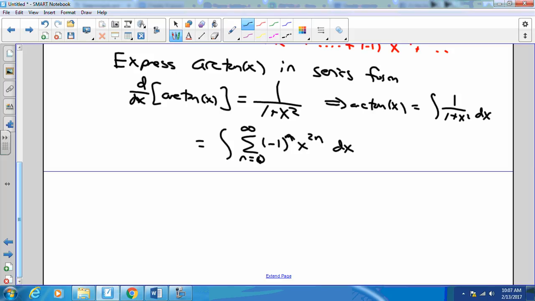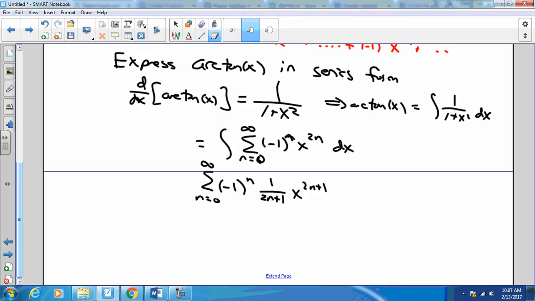The big theme here is that I can replace the function in closed form with its series on the interval of convergence. So now I can go through and integrate term at a time, and I get the sum from n equals 0 to infinity. Negative 1 to the n is a constant. 1 over 2n plus 1, x to the 2n plus 1. And usually we tuck our c out front, equals c plus.